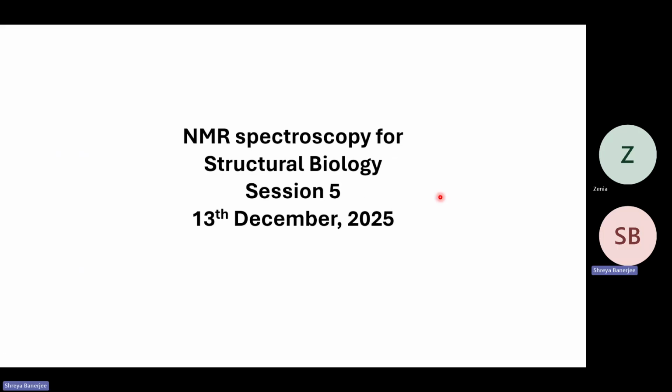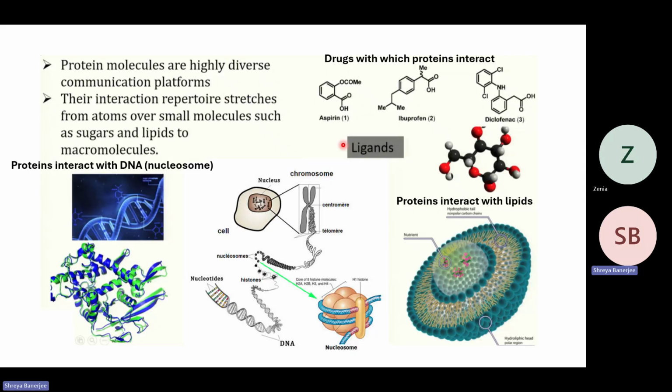This is the final session of this course, NMR Spectroscopy for Structural Biology. So far, in the last 4 classes, we have covered basic principles of NMR, NMR in DNA and RNA, and NMR in proteins. This class will go further into NMR in protein ligand interactions and go into the basics of drug discovery. So we know that protein molecules are highly diverse communication platforms.